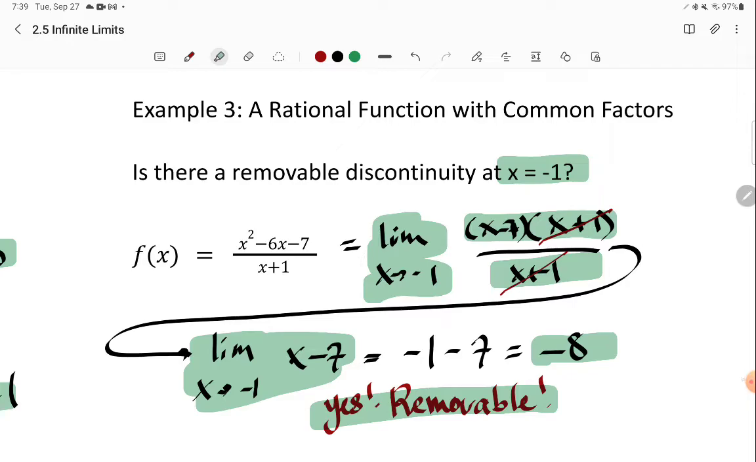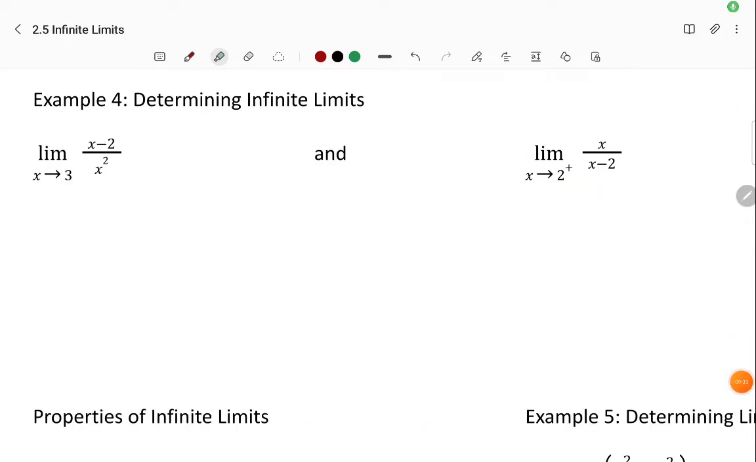Let's look at a few more examples here. See if you can look at these graphs. You're more than welcome to graph any of these. If you want to challenge yourself, try doing it without a graph, but seeing if you can determine whether these have vertical asymptotes or not, and where they may or may not occur.